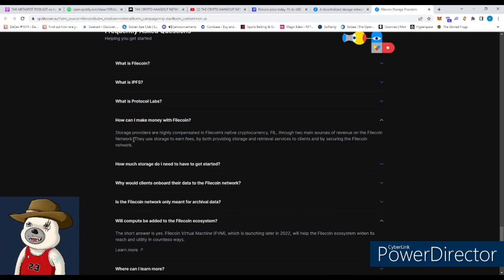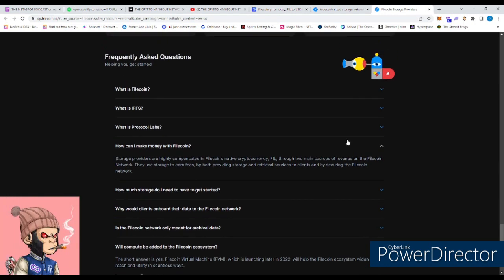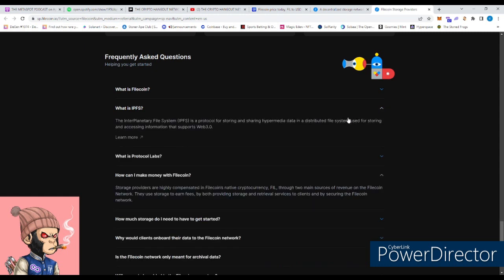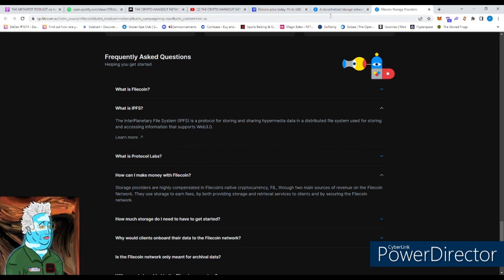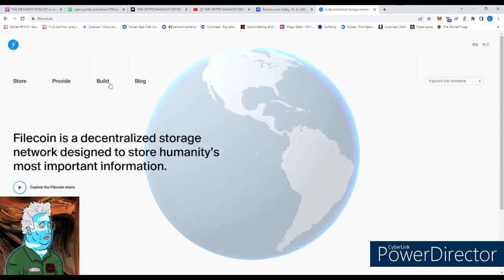How can I make money with Filecoin? Storage providers are highly compensated in Filecoin's native cryptocurrency, FIL, through two main sources of revenue on the Filecoin network. They earn fees by both providing storage and retrieval services to clients and by securing the Filecoin network. That is how you can make money with Filecoin, besides just buying the coin. The Interplanetary File System, that's what IPFS stands for, is a protocol for storing and sharing hypermedia data in a distributed file system used for storing and accessing information that supports Web 3.0.